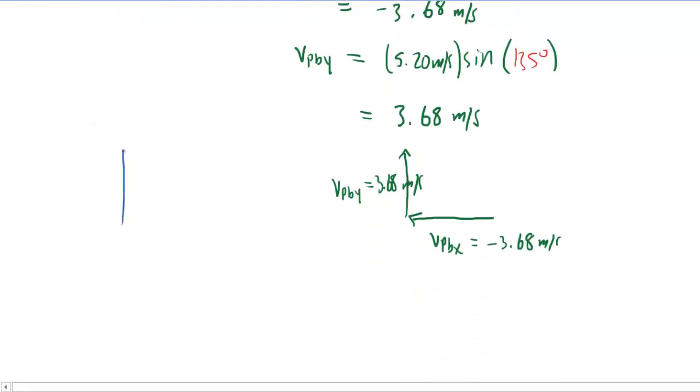So we'll draw that in again. Here's the cruise ship, and it's going directly north at 4.5 meters per second.